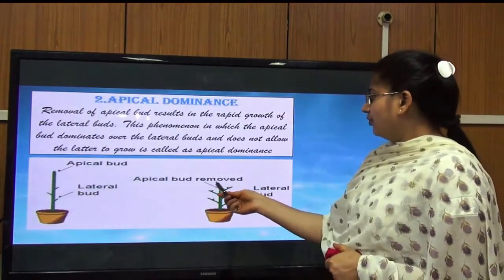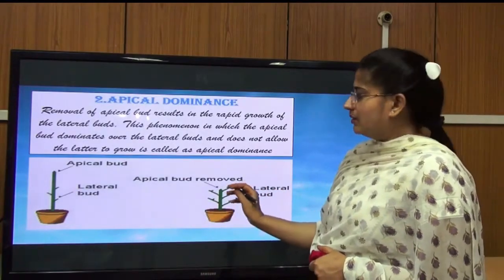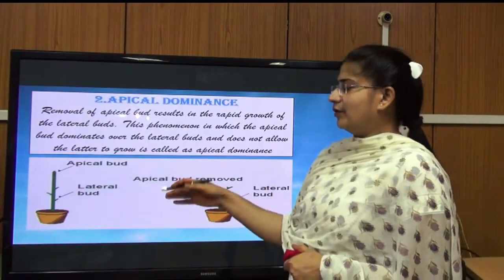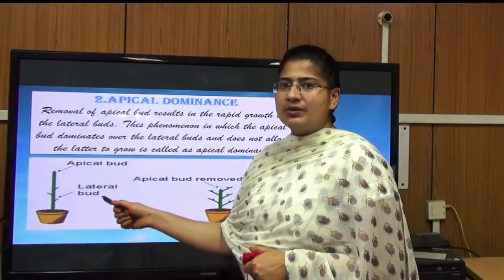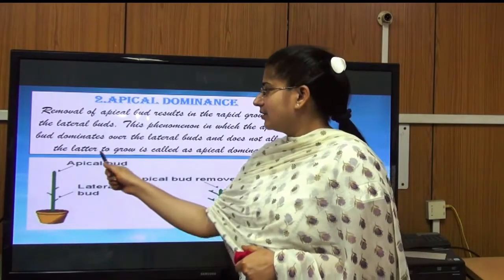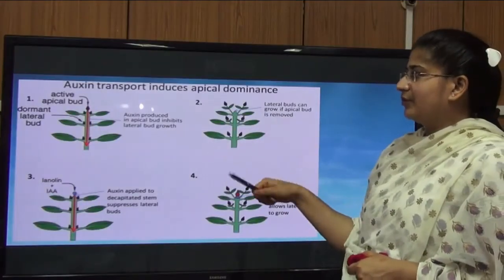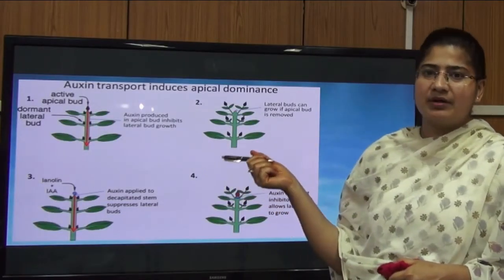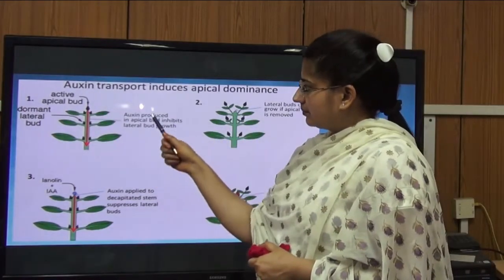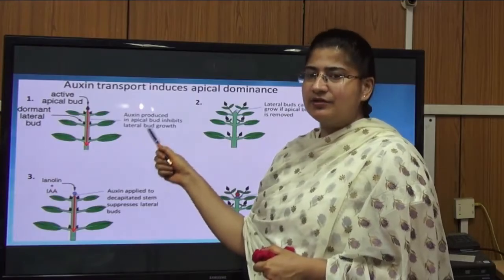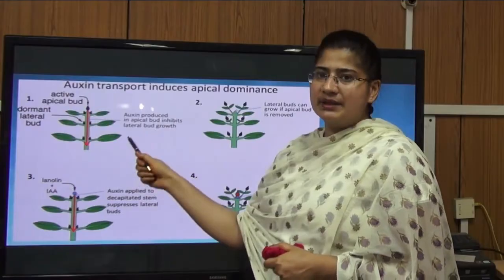If you remove this apical bud, then the lateral bud will erupt and grow. So this phenomenon of dominance of the apical bud over the lateral bud is known as apical dominance, and it is regulated by auxin. Here are four important conditions which prove that auxin governs apical dominance. The first one is the condition in which the apical bud is intact or growing, and lateral bud growth will be inhibited in this case.